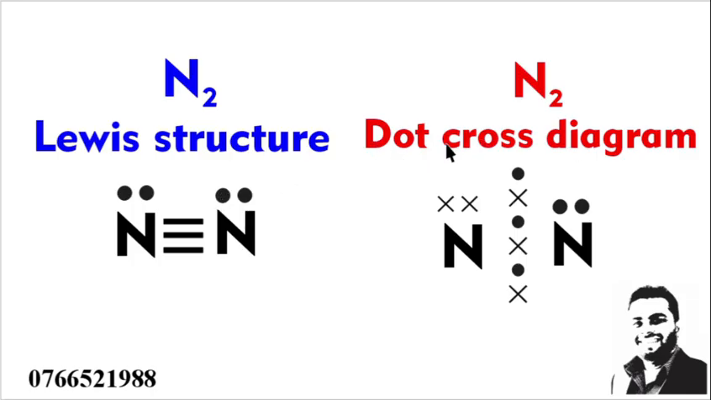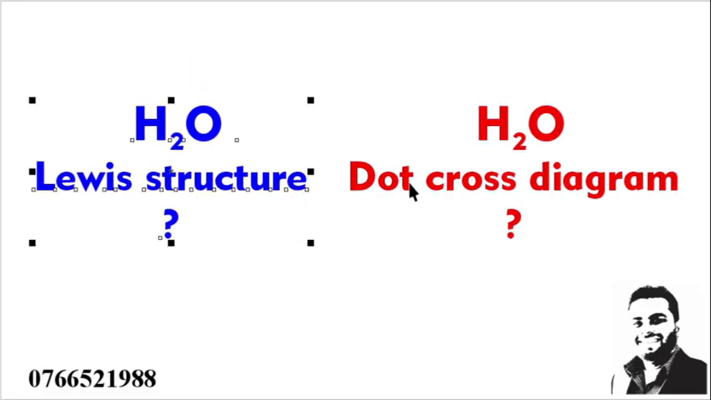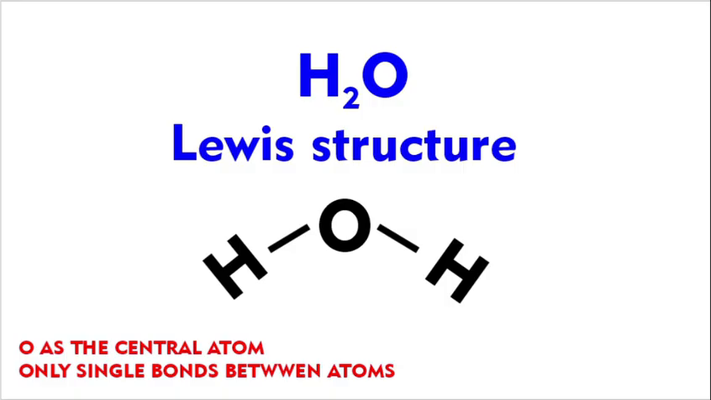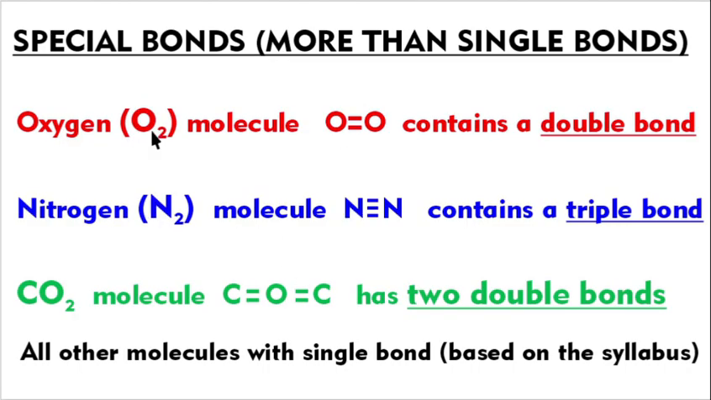Special case. Water molecule. Can you try this by yourself, drawing the Lewis structure and dot and cross diagram for this molecule? Try it and see how it comes out. Now check whether there are special bonds. No, H2O is not under the category of special. N2, O2 and CO2, it does not come under this. So all single bonds.